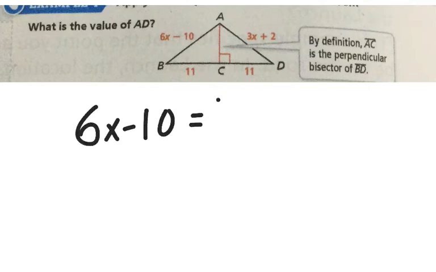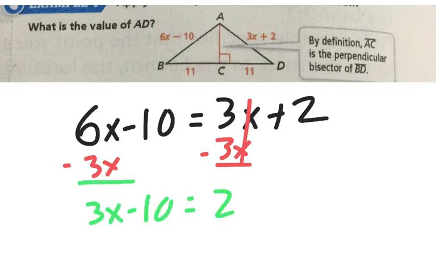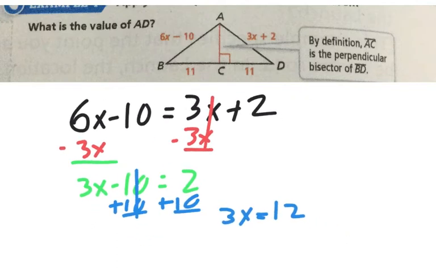6x minus 10 has to equal 3x plus 2. And we solve. I would get it to be a single x first, so that's 3x minus 10 equals 2. Then I would add 10. 3x equals 12. Divide by 3 and you get x equals 4.